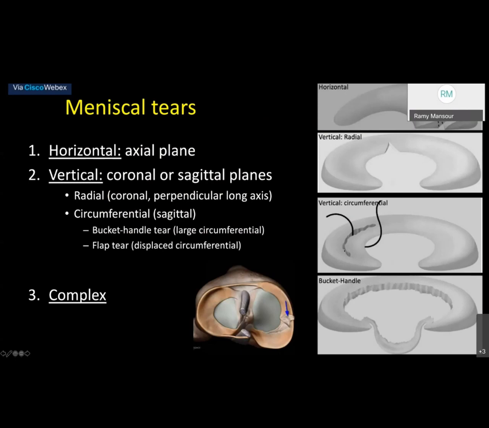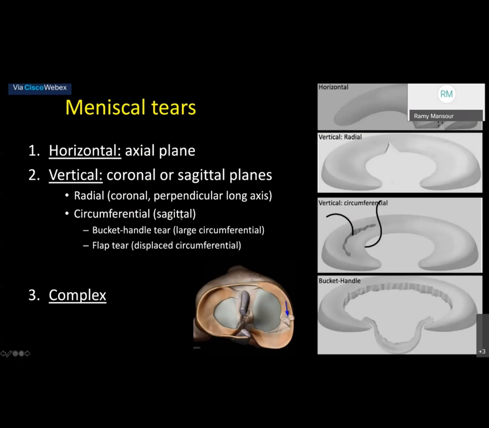And this just represents a long, large vertical tear. You can see here it can be displaced. If the menisci have two components, horizontal and vertical tear, they are called complex. Sometimes this complex tear can have a displaced fragment, what we call a flap tear or displaced circumferential tear, like this patient. So these are the three main meniscal tears: horizontal, vertical, and complex tear.